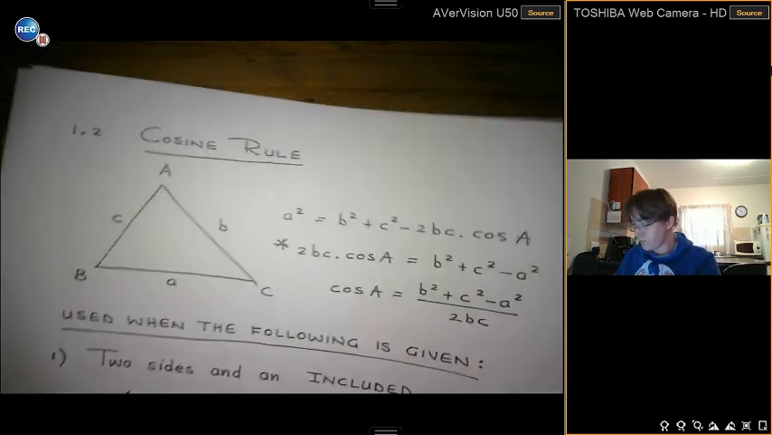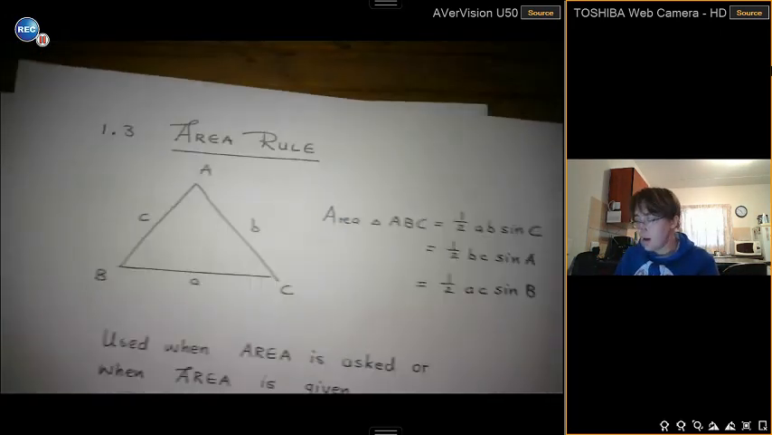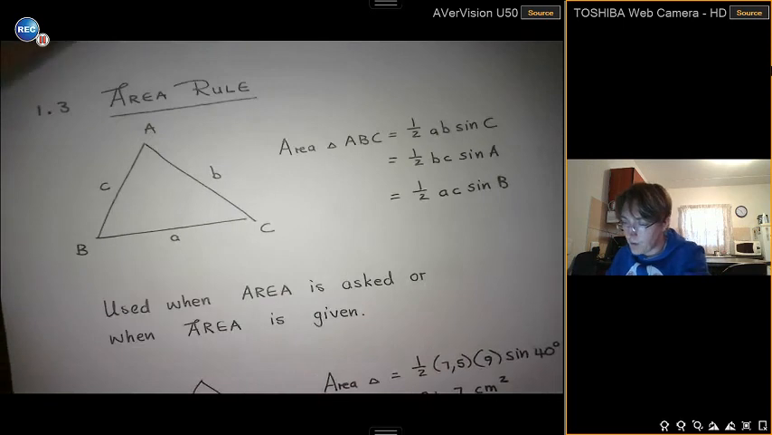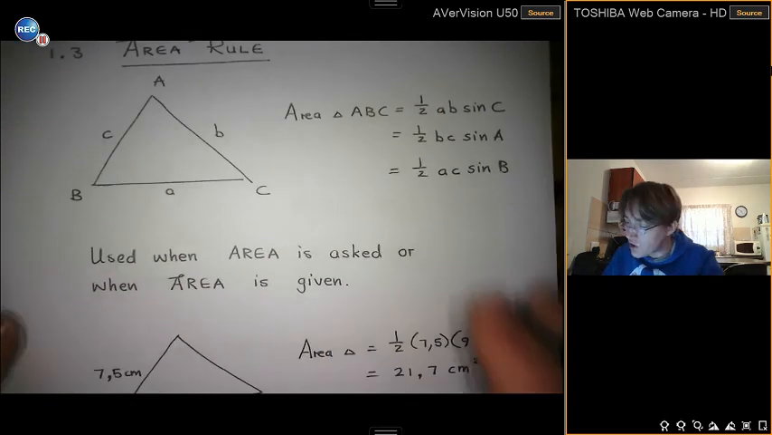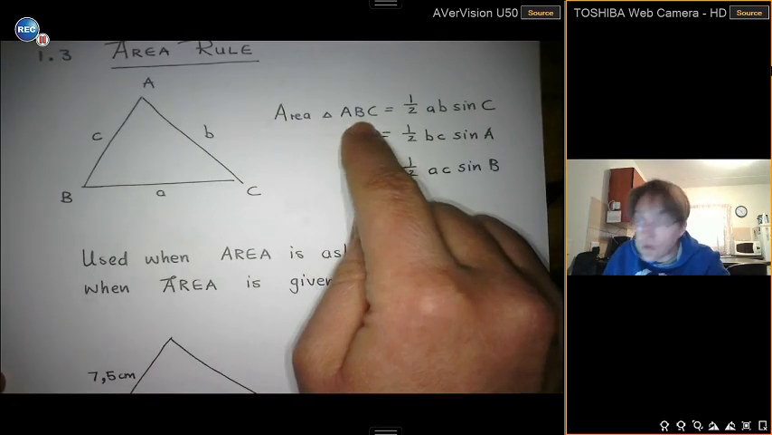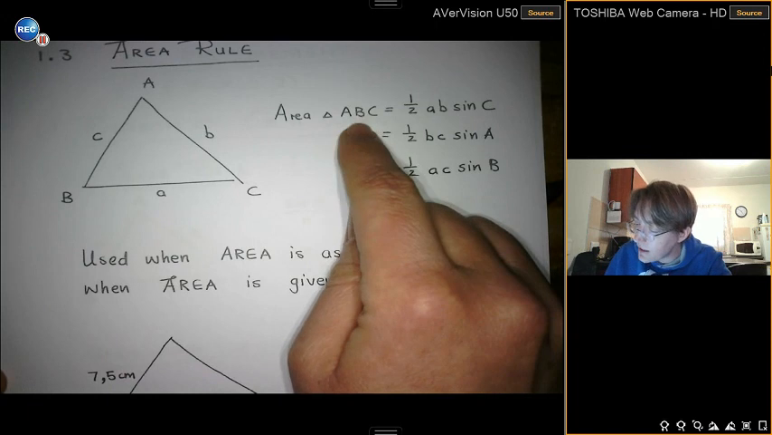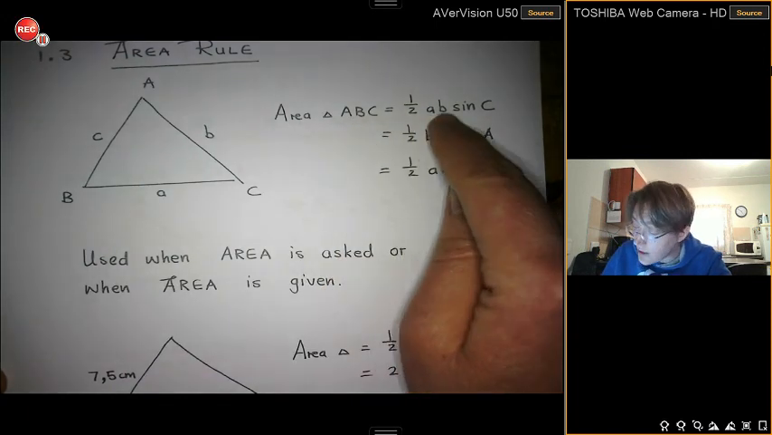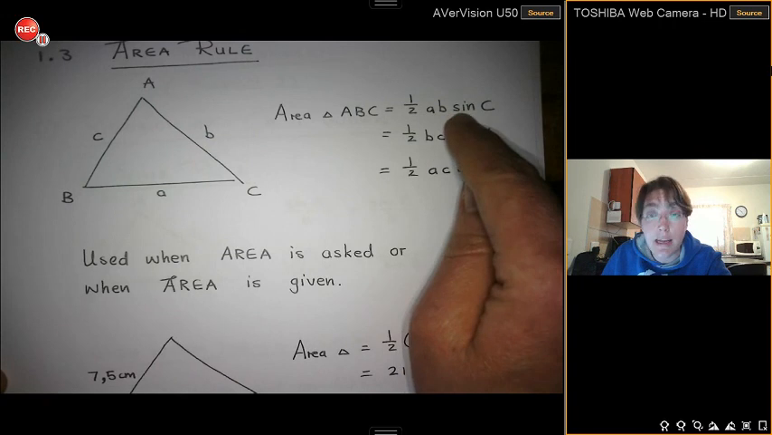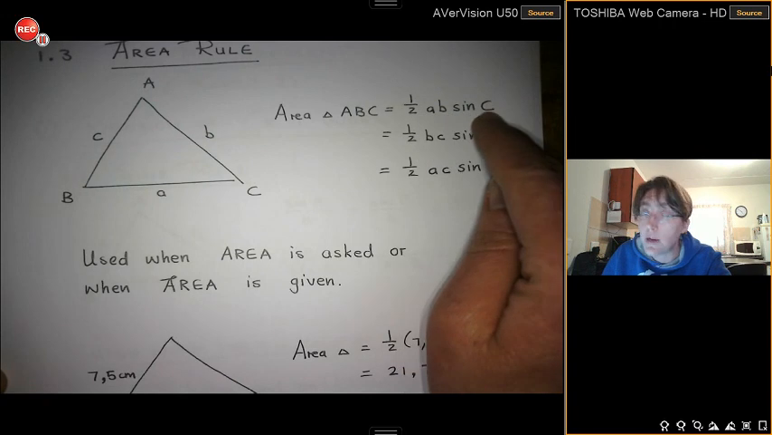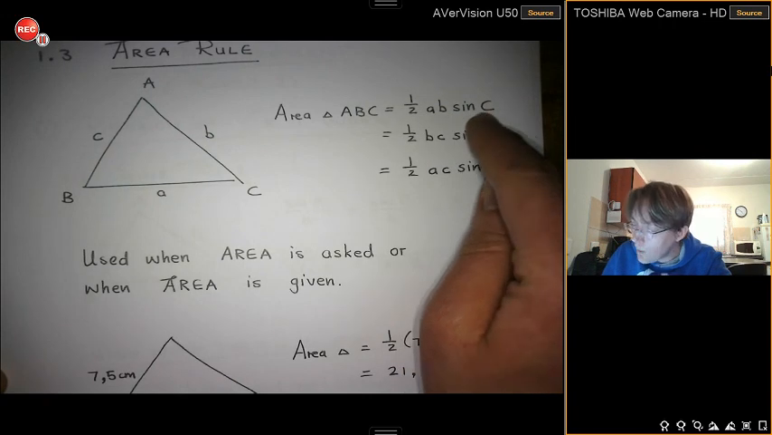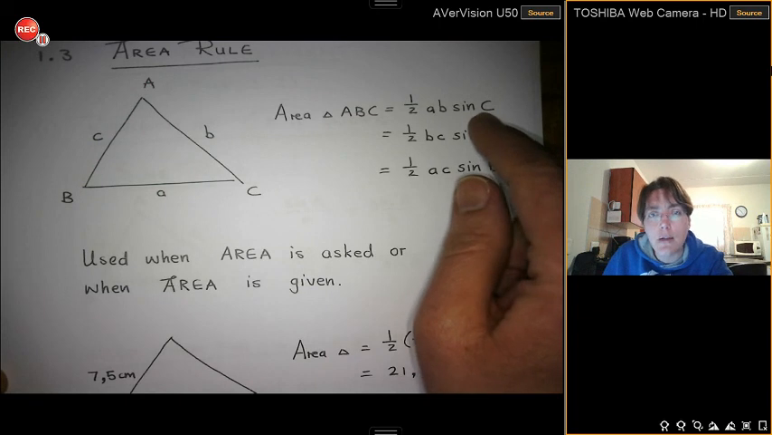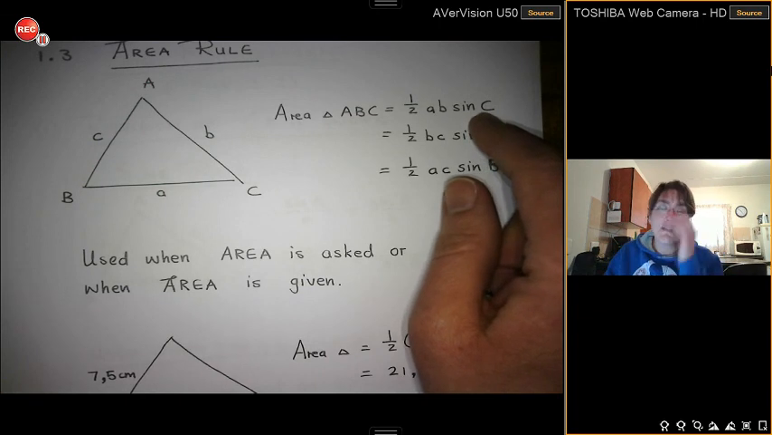Okay. Then, the area rule. The area rule pretty much just says the area of any triangle ABC will always be half of one side of the triangle times another side of the triangle times the sine, and careful, of the included angle. Now be careful. I know we normally use 2 sides and an included angle with a cosine rule, but that's if we're trying to find the length of a side.